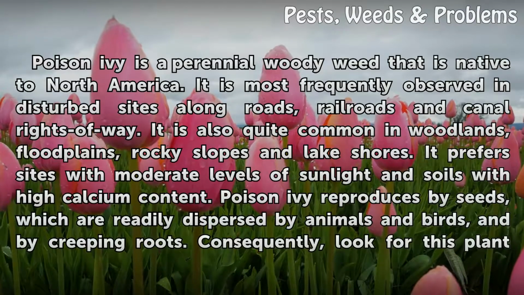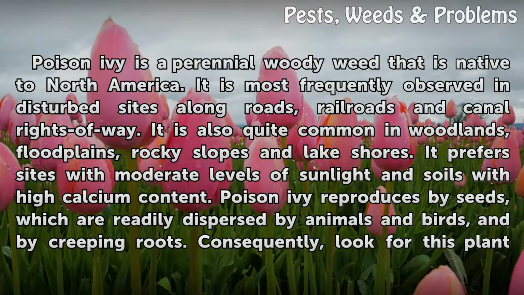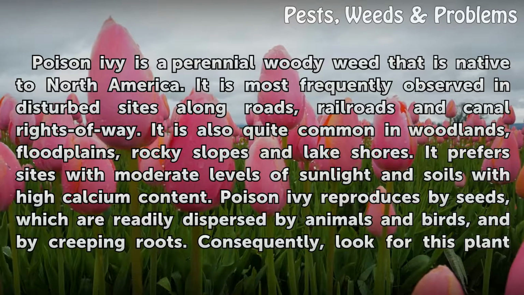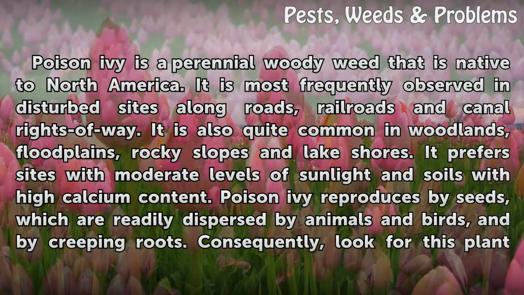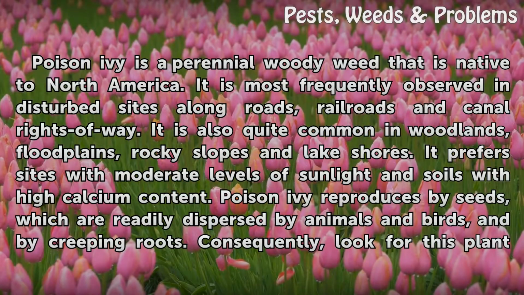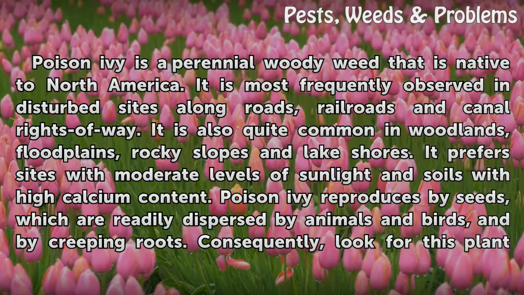Poison ivy is a perennial woody weed that is native to North America. It is most frequently observed in disturbed sites along roads, railroads and canal rights of way. It is also quite common in woodlands, floodplains, rocky slopes and lake shores. It prefers sites with moderate levels of sunlight and soils with high calcium content.